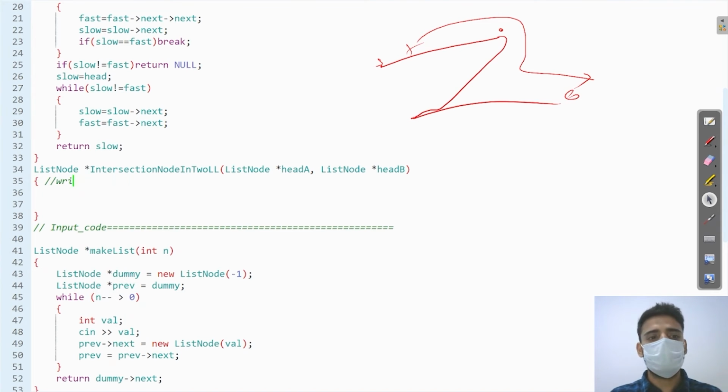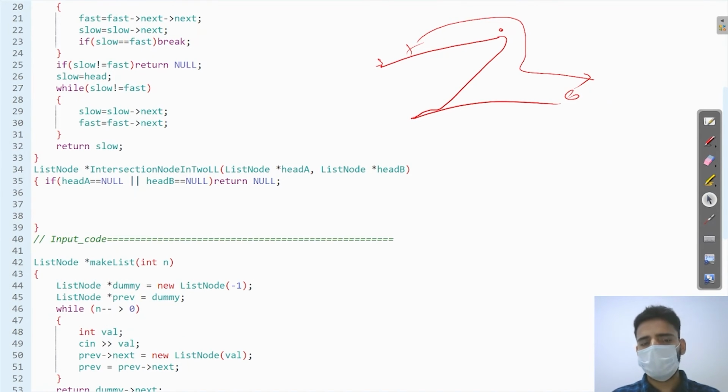Here also we'll check for null. If head a is equal to nullptr, and not head a only, we'll check for head b also. Head b is equal to null. If this is the case, we will simply return null. This is done.